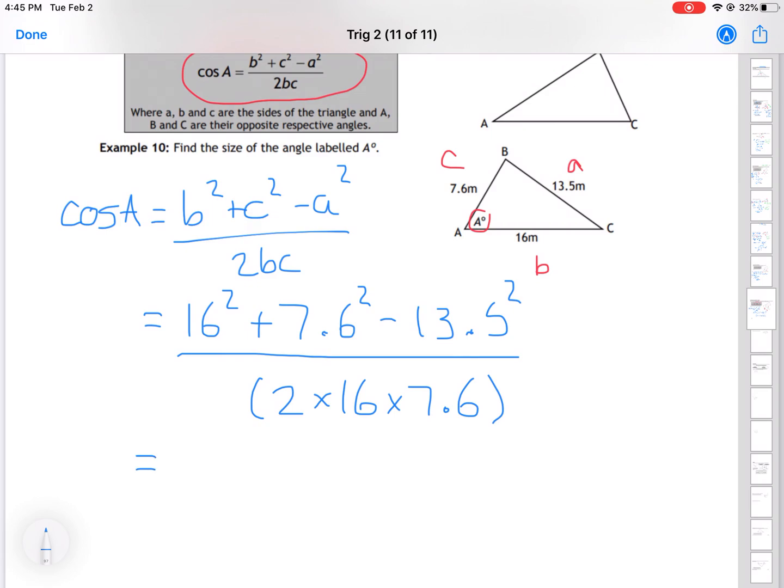Okay, and in fact what I am going to do is put brackets around both of these calculations. So, to put this in the calculator, you are going to do the top calculation first. 16 squared plus 7.6 squared minus 13.5 squared and hit equals.